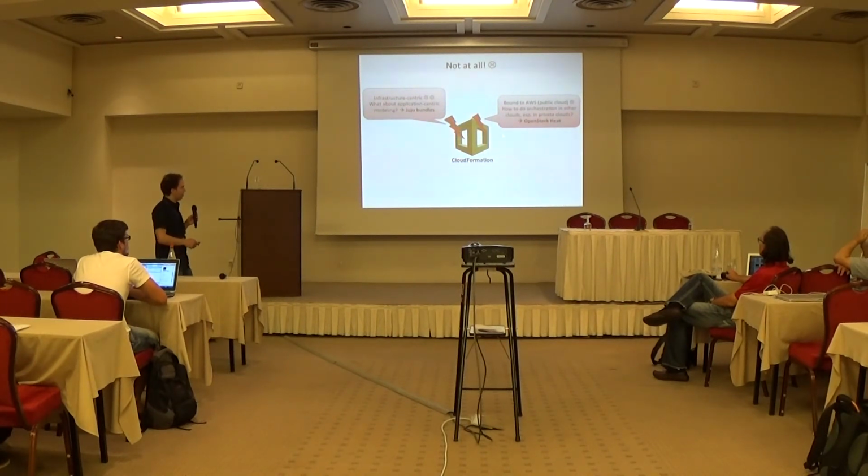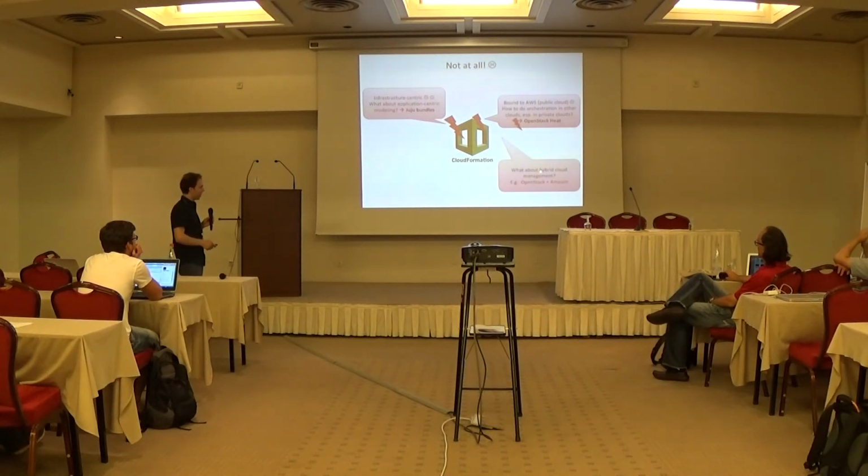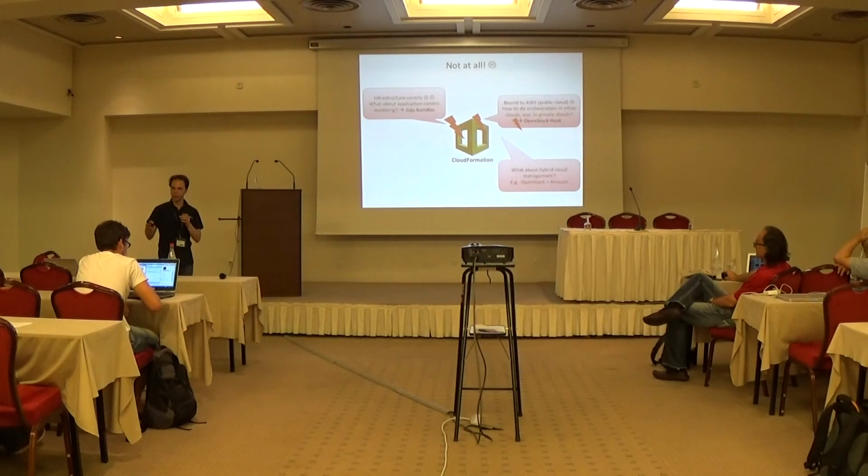But how do you do orchestration in other clouds, for example, in hybrid clouds or private clouds? Here, of course, you can use OpenStack Heat, which is very similar to CloudFormation. But still, what about hybrid cloud management? Let's say your application is distributed across an OpenStack cloud that you have running on-premise, and some parts are outsourced to Amazon. How do you deal with this? This is also a challenge.